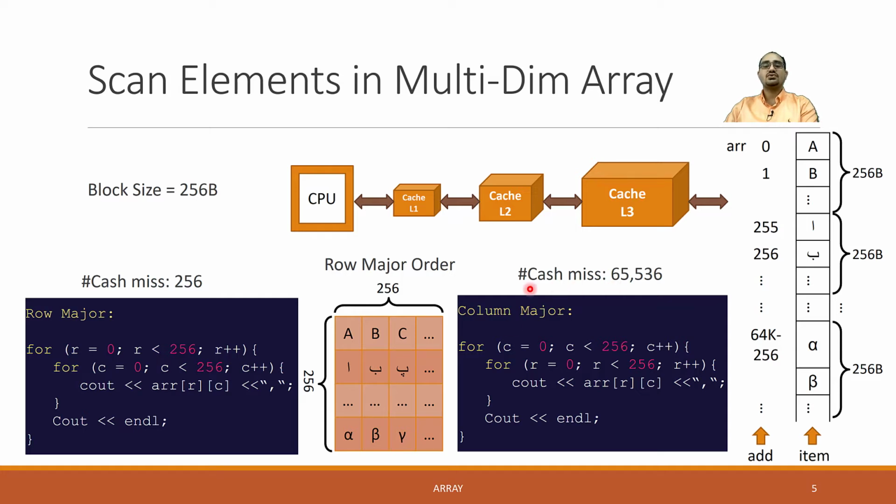And this is why we should scan the elements in the same way that they are stored in memory, which in this case is row major order.